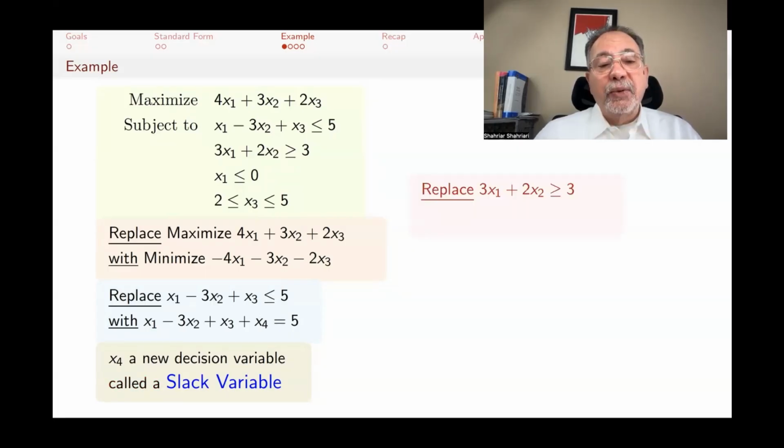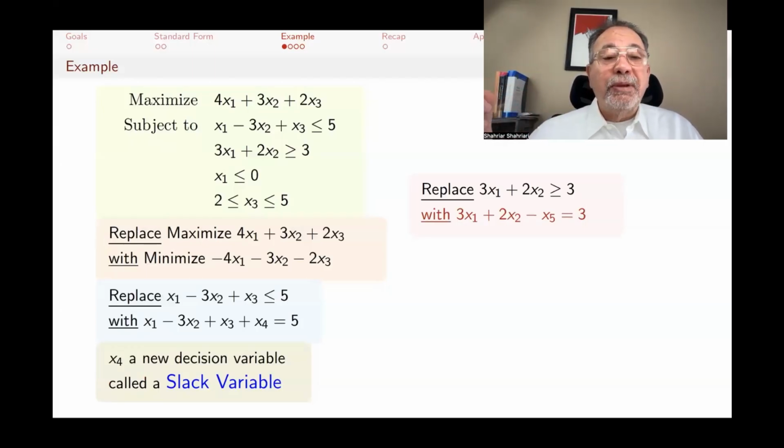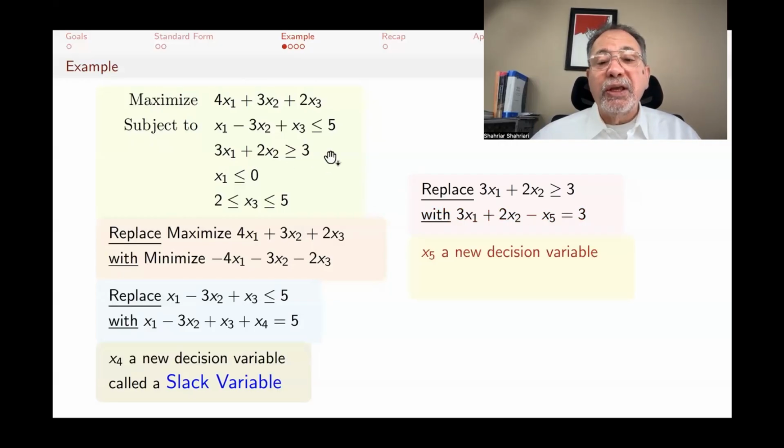What do I do with the other one, 3x1 plus 2x2 greater or equal to 3? I do something similar. I can't add a variable, I'll subtract a variable. Remember, I want all the new variables that I introduce to be greater or equal to 0, because that's one of the conditions for standard form. And again, if you solve the original problem and find x1 and x2 that give you 3x1 plus 2x2, a number that's greater or equal to 3, then in the background is also this x5 telling you how much you were off, how much you were greater than the 3. This new decision variable is called a surplus variable.